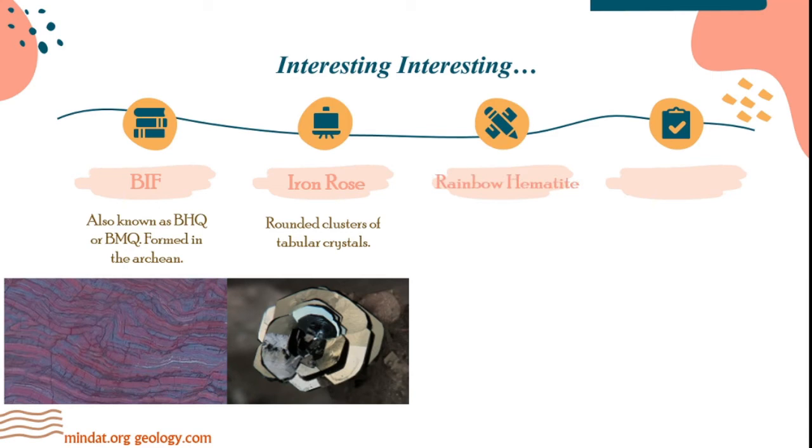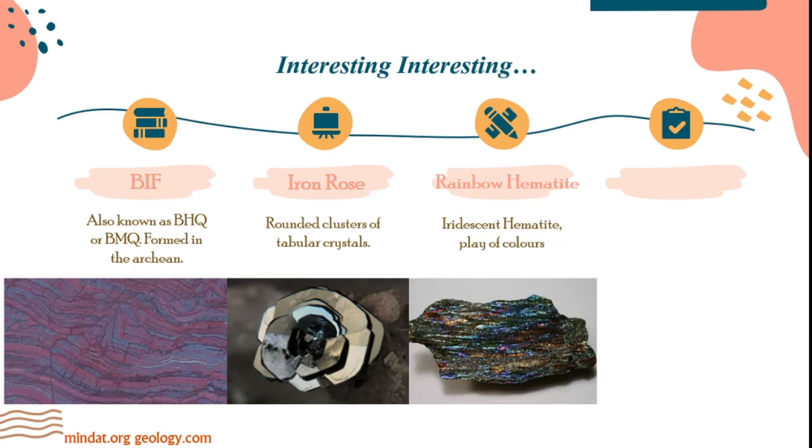Then we have the rainbow hematite, which is nothing but the iridescence shown by hematite due to phosphate minerals deposited on one part or one side of it. Interestingly, hematite has also been found on Mars.